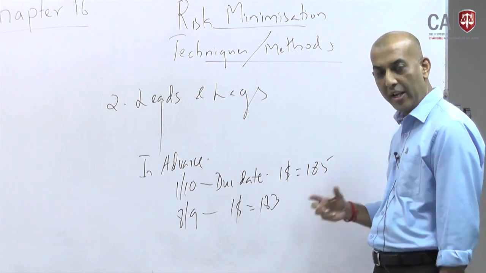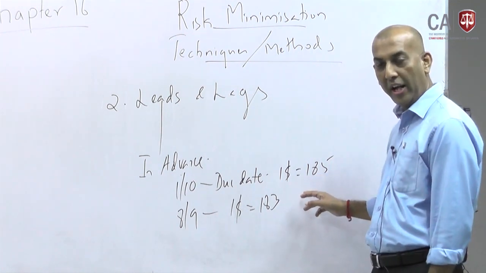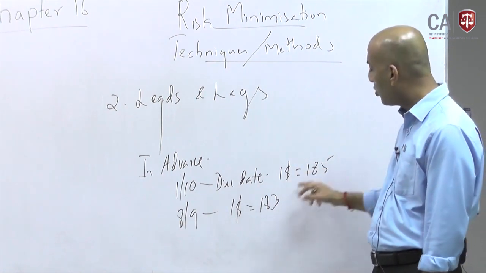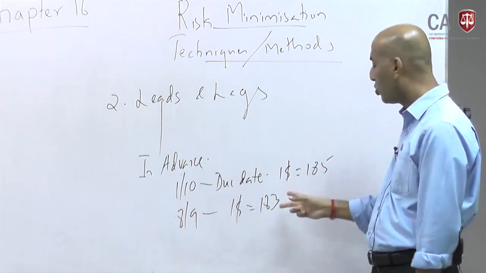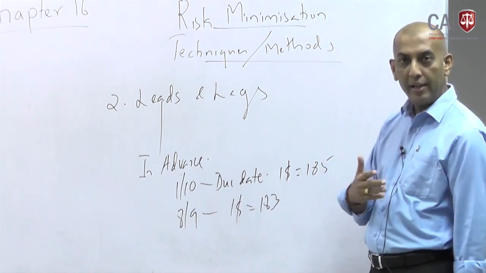So the question is whether I am going to wait for my due date and pay, or can I pay earlier to my supplier? By doing that, I am saving 2 rupees per dollar. If I have $100,000, 100,000 into 2 rupees, 200,000 I am going to save. So is it worth it for me to pay early?